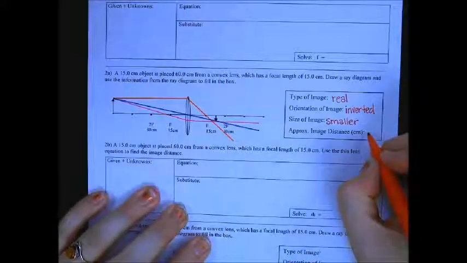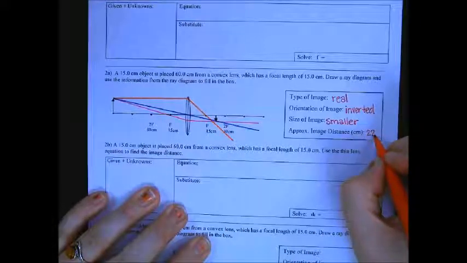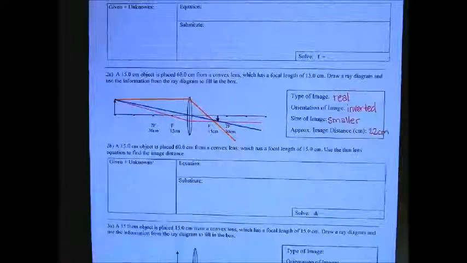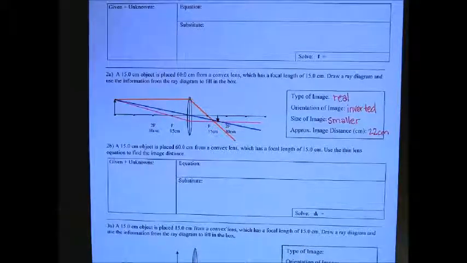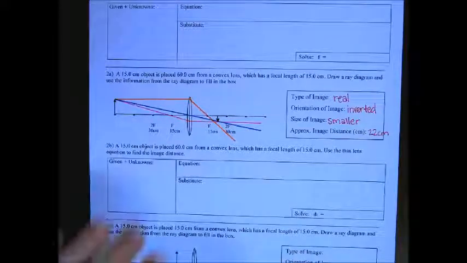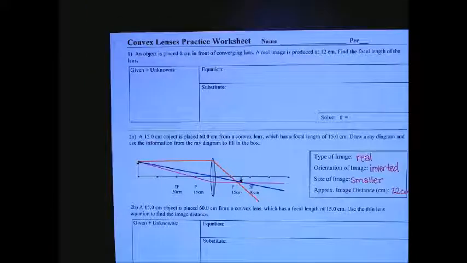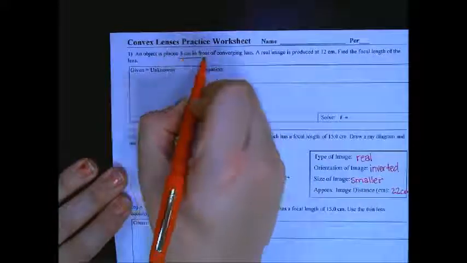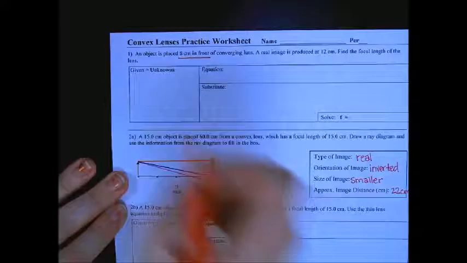Now you could measure the distance based on whatever scale your drawing is in, and that would give you the distance to the image. And here Ms. McCormick has approximated it as 22 centimeters. You could also calculate that from the numbers that were given in the problem in order to check yourself.